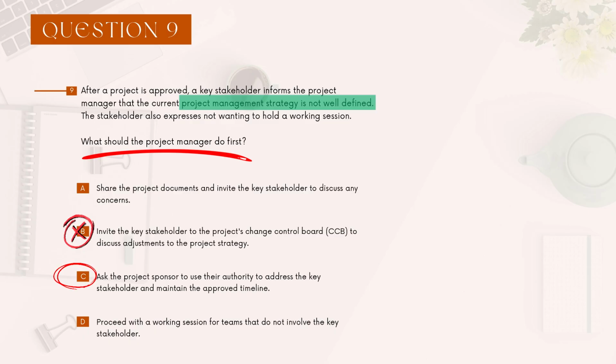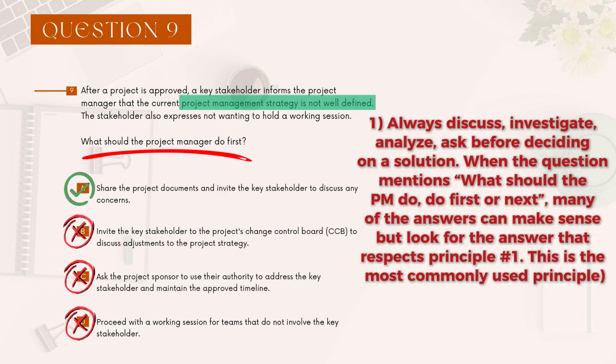Ask the project sponsor. So I'm going to eliminate this right away. You don't escalate things to the sponsor. Proceed with a working session for teams that do not involve the key stakeholder. Okay, so they say that they don't want to hold a working session. So why are we going to proceed with a working session for teams that do not involve the key stakeholder? And again, we need to involve this key stakeholder, right? It's a key stakeholder. We need to involve him or her. But the best answer here is going to be A. This is principle number 1 in action. Take a step back and you pick that as your first option. And then you'll have different other solutions that follow principle number 1, in this case, A. Okay? That's going to be the best answer here.